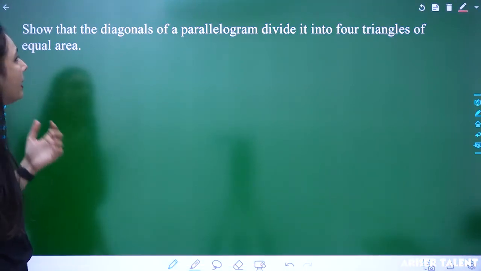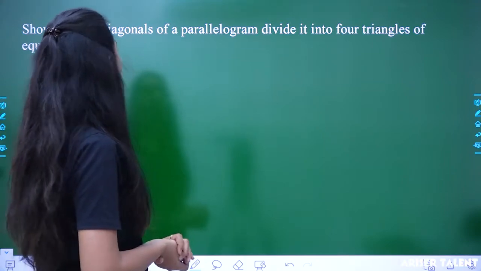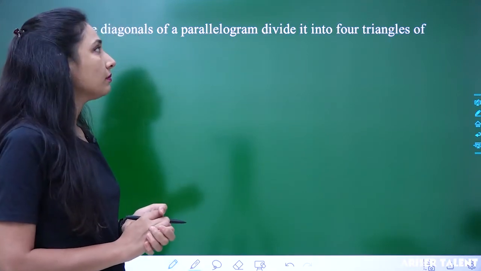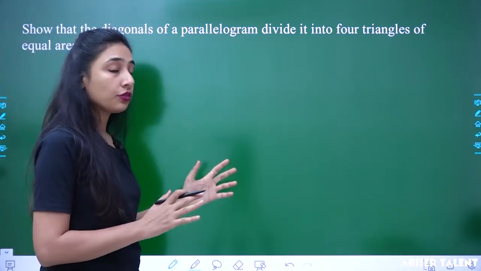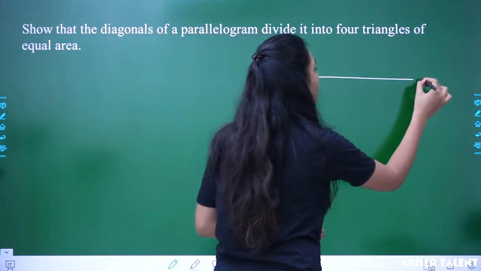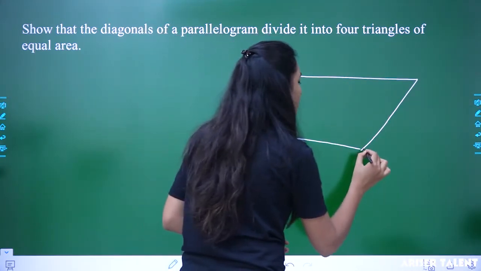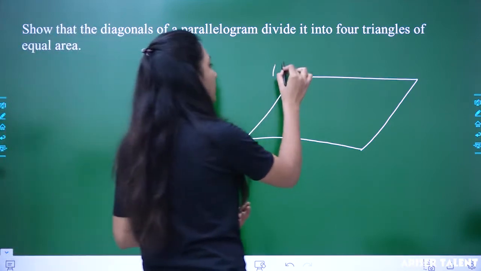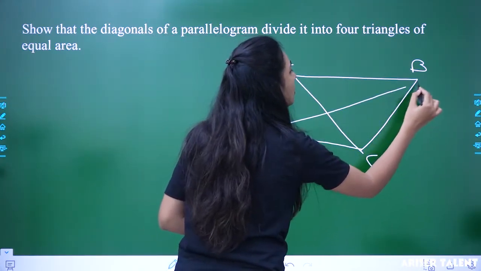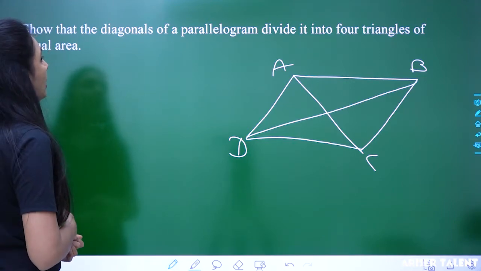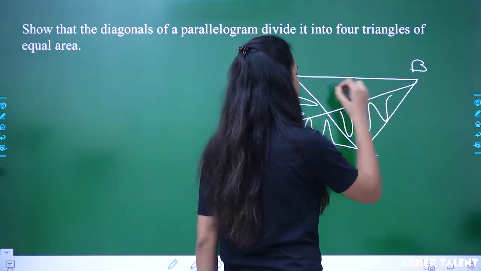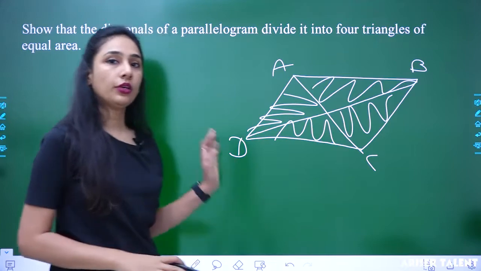Now the next question: show that the diagonals of a parallelogram divide it into 4 triangles of equal area. Now we are going to do this question in our next lecture, but I'm just going to brief it, what it's saying. The diagonals of a parallelogram, that means we are going to have a parallelogram first. Okay, and you are having its diagonals. So if this is ABCD, surely you will be having AC and BD as the diagonals. Okay, divided into 4 triangles of equal area. Now you have to prove that this area is equal to this area, is equal to this area, and is equal to this area. Okay, so we are going to prove this in the next lecture.